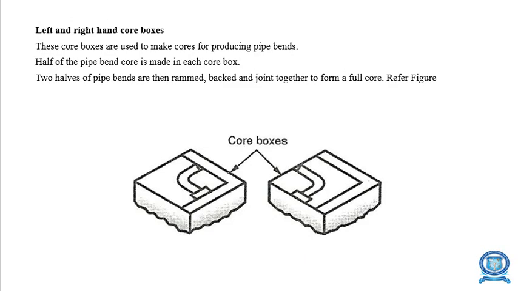Next, left and right hand core box. These core boxes are used to make cores for producing pipe bends. Half of the pipe bend core is made in each core box. Two halves of the pipe bend are then rammed, packed and joined together to form a full core, like the figure itself.